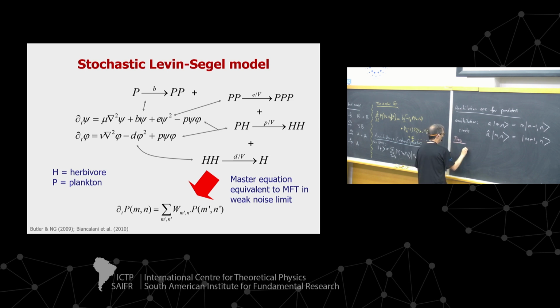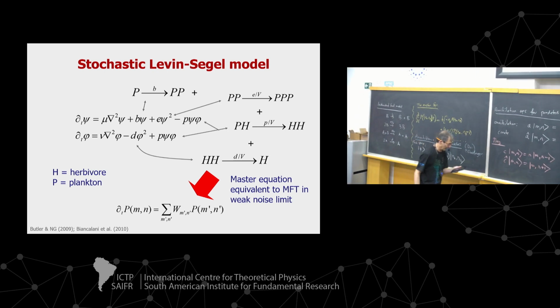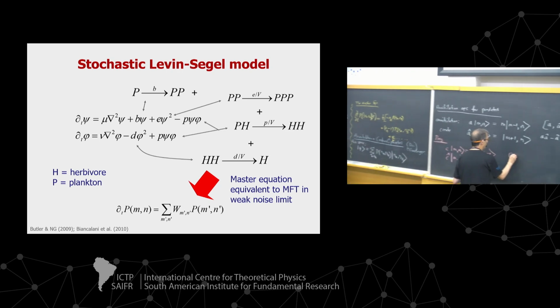So I'm going to call those operators C. So C on m, n is equal to n times m, n minus 1, and C hat on m, n gives m, n plus 1. Okay, so that's how I've defined these operators. And then again, these operators commute.